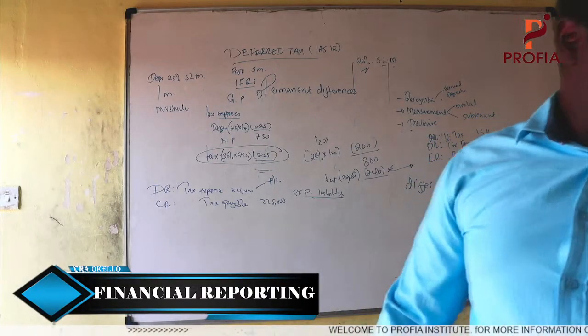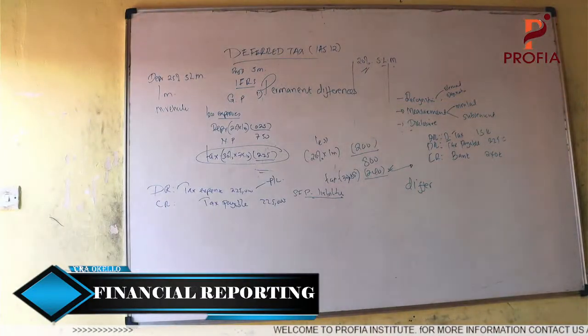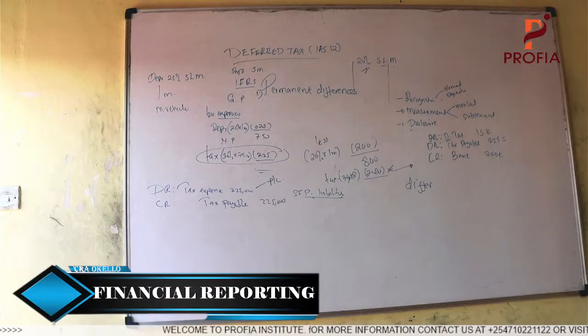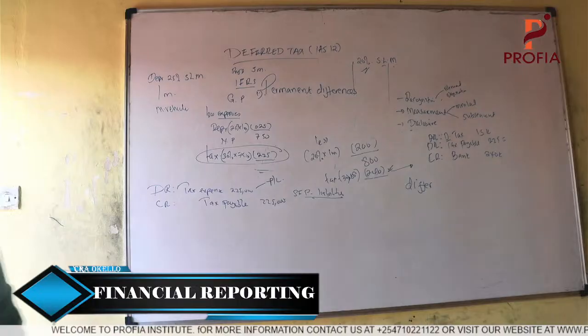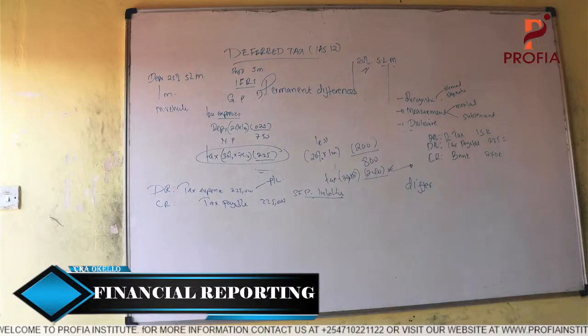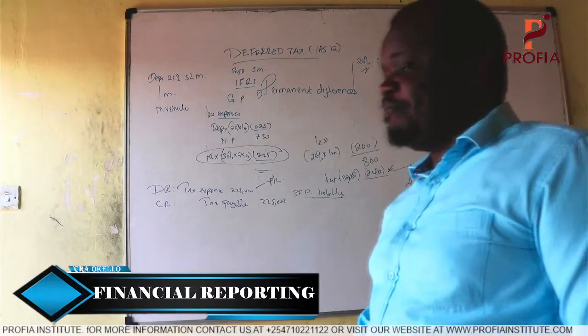From the other, and not the other. For example, fines and penalties. Donations to charitable organizations. And 3, profit or loss on disposal of PPE.